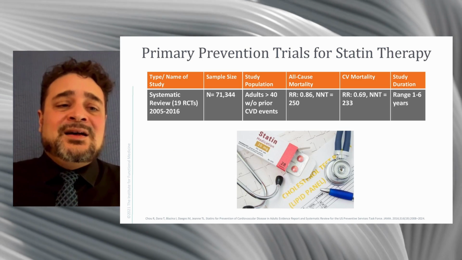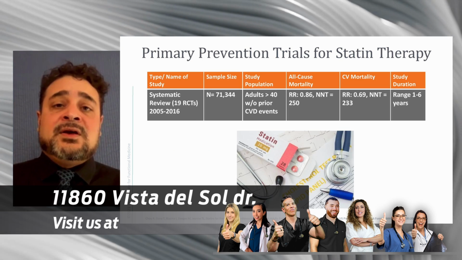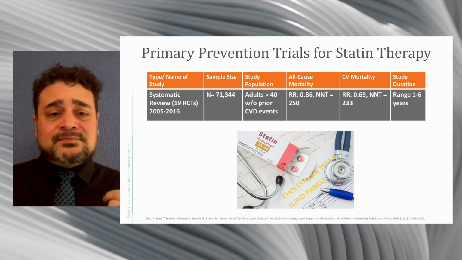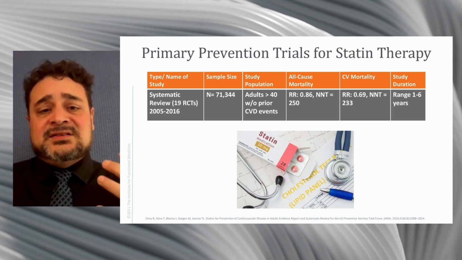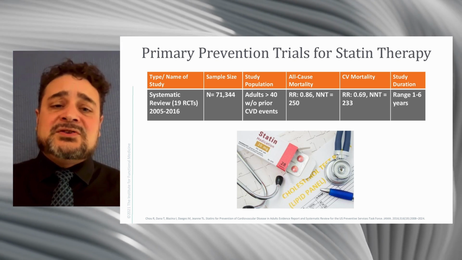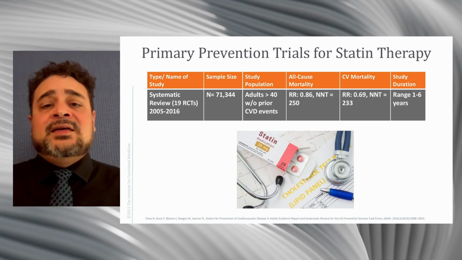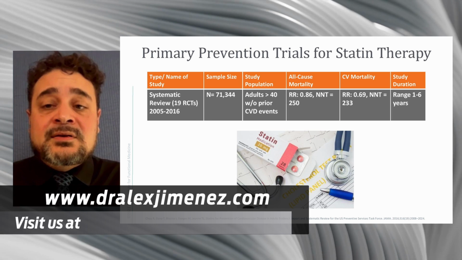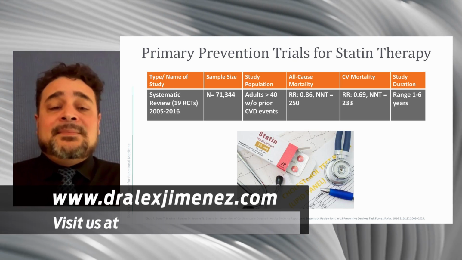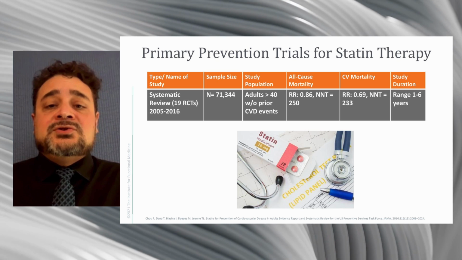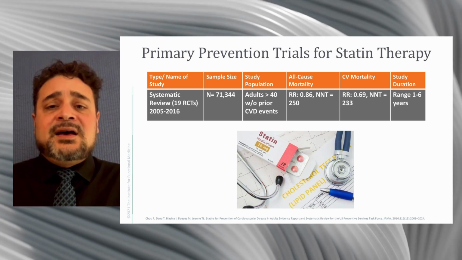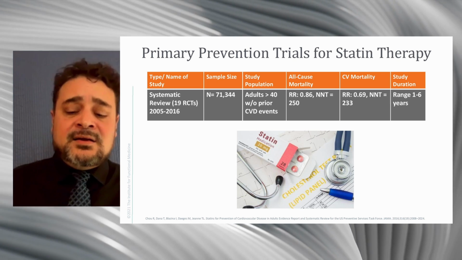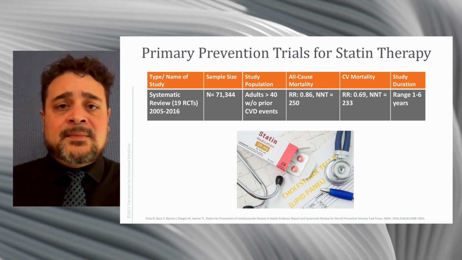And if you look at this meta-analysis, just looking past 2005, from 2005 to 2016, they looked at about 71,000 people put on a statin, and this is for primary prevention, so they never had a heart attack in the past. And what they found for all-cause mortality, the number needed to treat was 250. So 250 means that for every 250 people that were put on a statin, you had one less death. But it's not looking at other interventions like diet and exercise and whatnot.